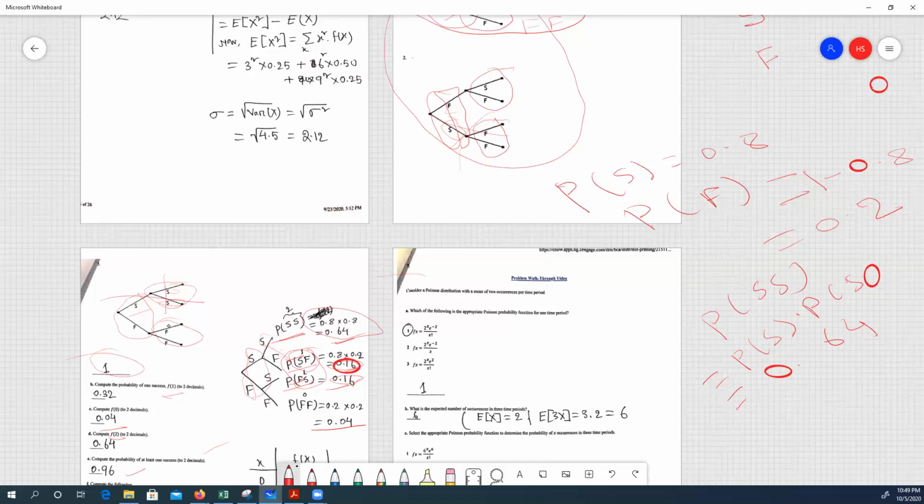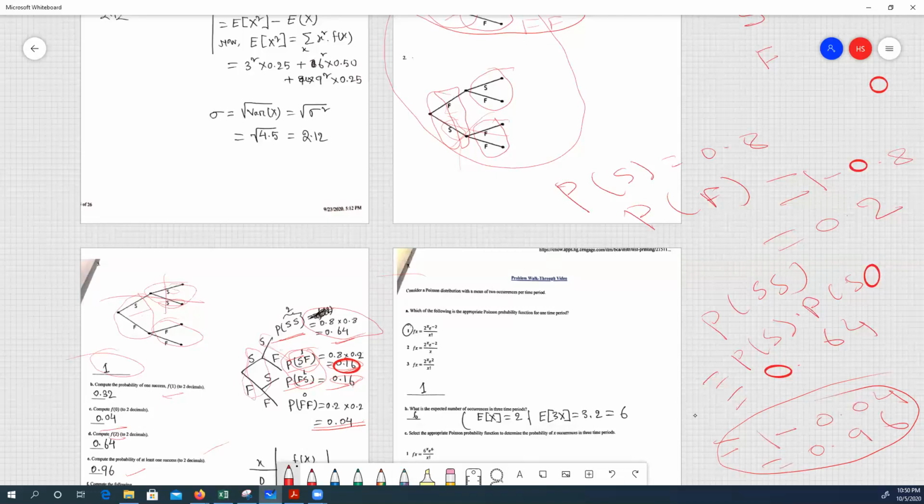Okay, another way of finding this probability is, at least one success is the complement of no success, right? Because the probability of no success is 0.04. So at least one success will be 1 minus 0.04. So it will be 0.96. This is another way of finding the probability of at least one success in this case. But you do not need to use this one. You can just add this probability, this one, and this one. These three probabilities, then it will be 0.96.